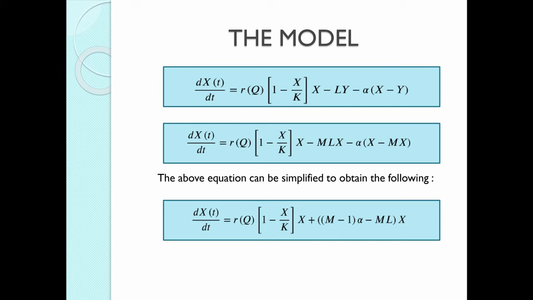dx/dt is equal to r(Q) times (1 minus x/K) times x minus L y minus alpha times (x minus y). That is, dx/dt is equal to r(Q) times (1 minus x/K) times x minus M L x minus alpha times (x minus M x). The above equation can be simplified to obtain the following. dx/dt is equal to r(Q) times (1 minus x/K) times x plus ((M minus 1) alpha minus M L) times x.